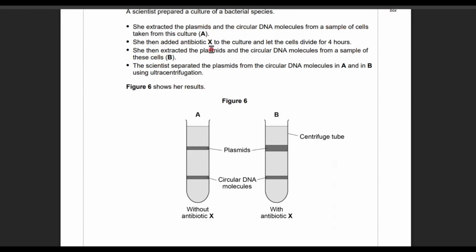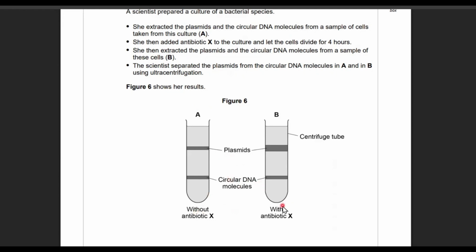A scientist prepared a culture of a bacterial species. She extracted plasmids and circular DNA molecules from the sample of cells taken from this culture, A. She then added an antibiotic X to the culture and let the cells divide for 4 hours. She then extracted the plasmids and the circular DNA molecules from a sample of these cells, called B. So B is the one with the antibiotic. A was the one they did before adding the antibiotic. She then extracted the plasmids and the circular DNA. Yeah, we did that.